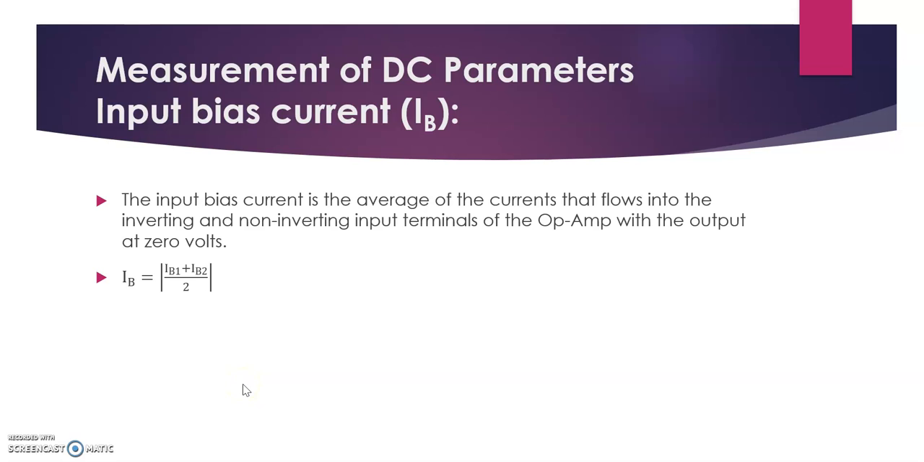The DC parameter input bias current you can define as the average of the currents that flow into the inverting and non-inverting input terminals of the op-amp with the output at 0 volts. So IB is equal to the absolute value of (IB1 plus IB2) upon 2.